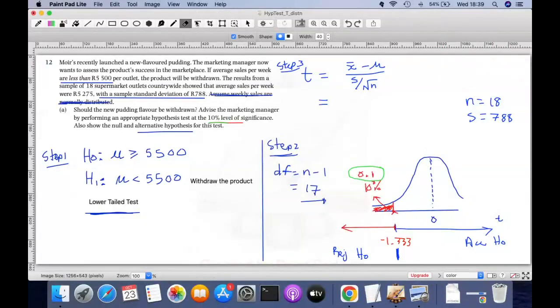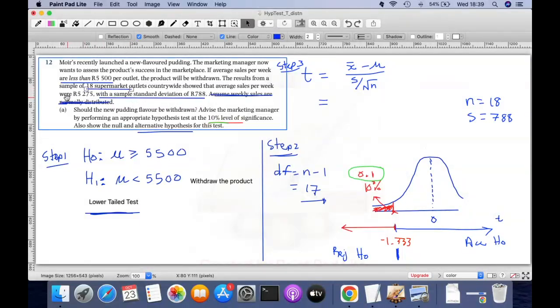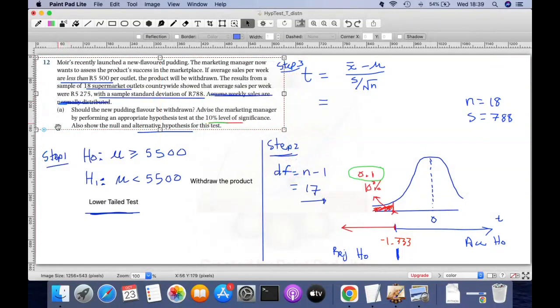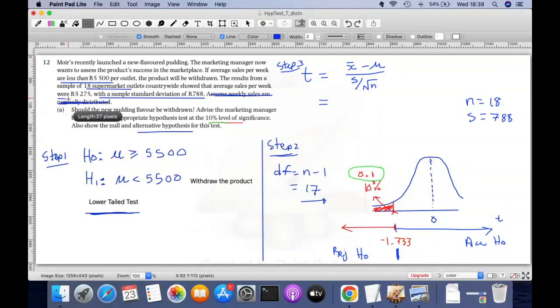And if you read the text, it's telling you that, I'll underline it here, you had a sample of 18 supermarkets, so that's your sample size. And when you take the average of those 18 supermarkets, so the average of the sample, if you look at it, there's your average here. That's your X bar, 5275. So that's the average of the sample. Okay, so your X bar is 5275.